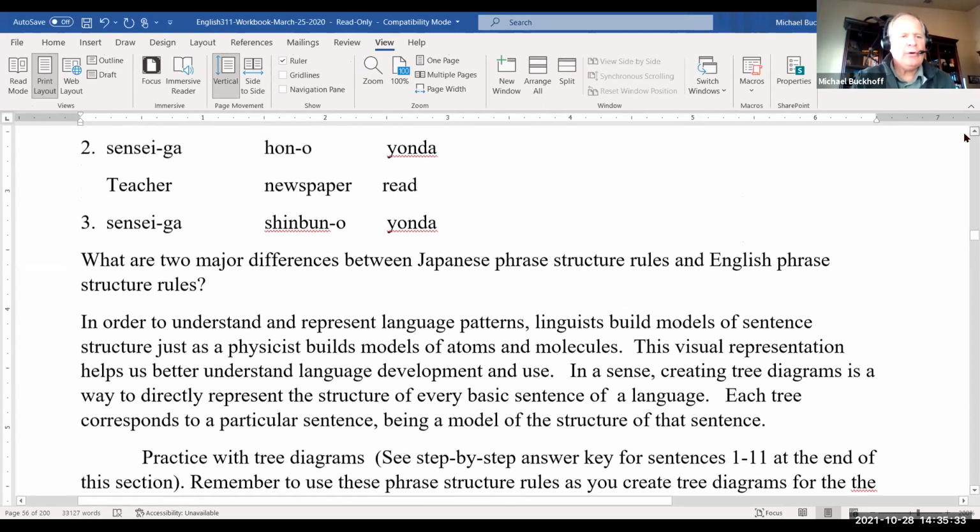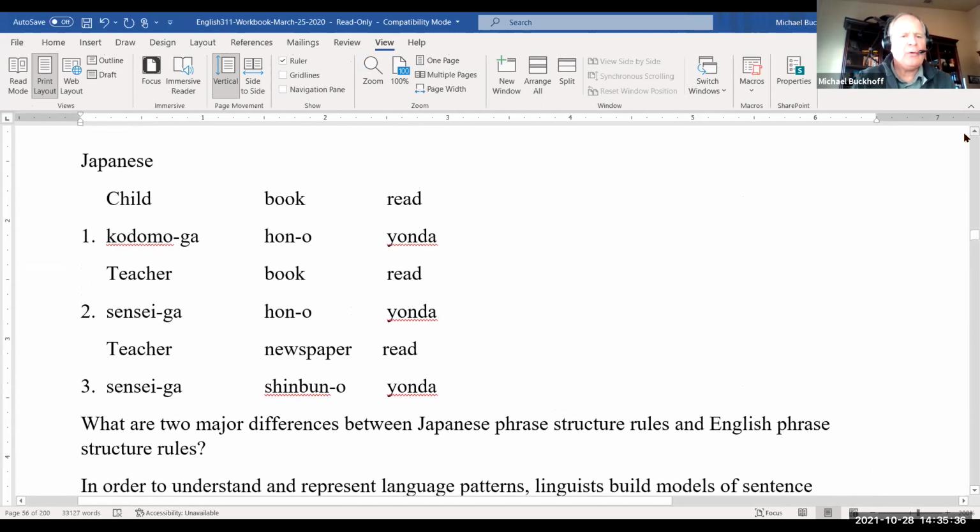Okay, so the other day we were looking at different languages, and here is just one more, and it's very similar to Turkish, what we talked about the other day. So in Japanese, we have Kodomo ga hon o yonda, Sensei ga hon o yonda, Sensei ga shimbun o yonda. So looking at these examples and paying attention to the translations, what is the big difference that you guys can see? There's probably 2 things you can point out here. What is a big difference between English and Japanese phrase structure rules?